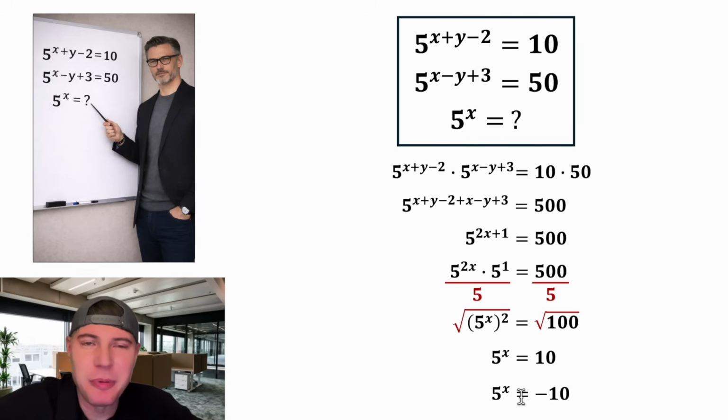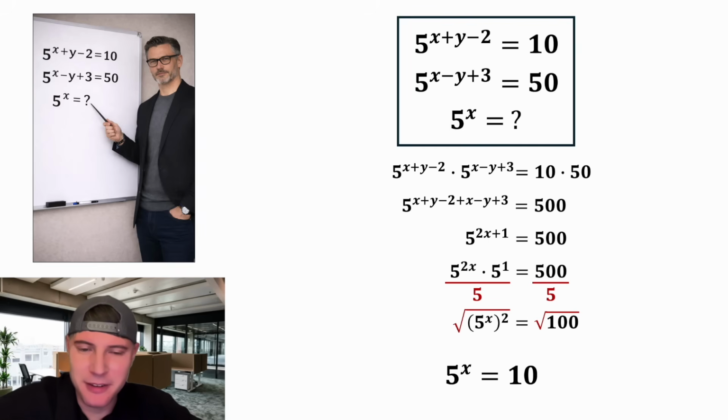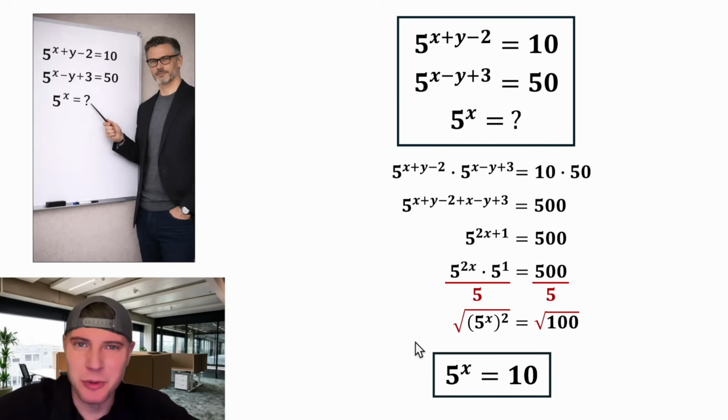So you could also come up with 5 to the power of x equals negative 10, but 5 to the power of x will never be a negative number. So negative 10 is not valid, so we end up with 5 to the power of x is equal to 10. That is the answer to our question. Let's put a box around it.